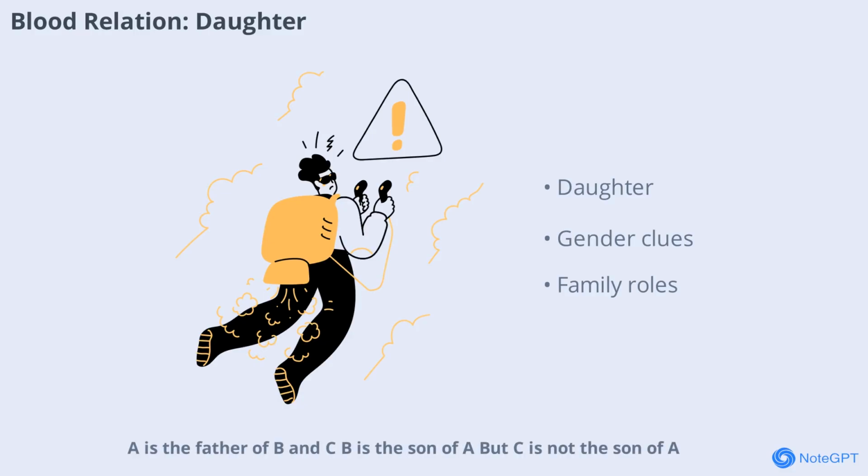A is the father of B and C. B is the son of A, but C is not the son of A. How is C related to A? The answer is daughter. Since C is not the son, C must be the daughter. Paying attention to gender clues is important in such questions.